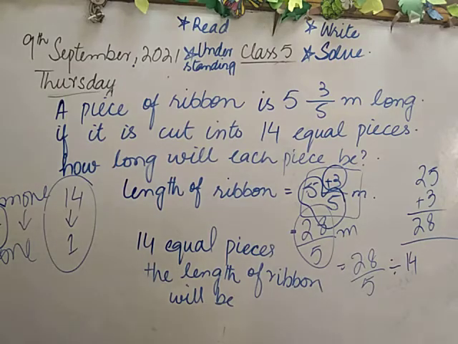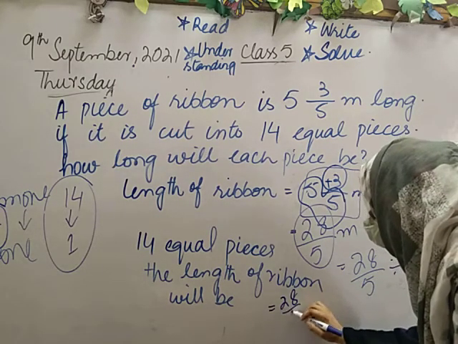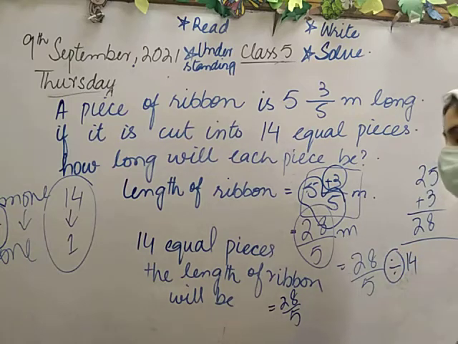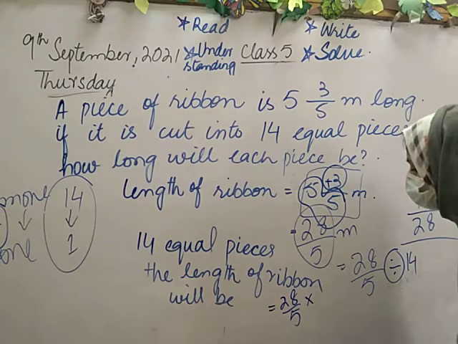Now, 28 by 5. This is the division sign. I will change this into multiplication because as I told you, we can't solve division involving fractions. So division changes into multiplication, and when the division sign changes into multiplication, the next fraction will become the reciprocal of that fraction. So 14 will become 1 by 14.